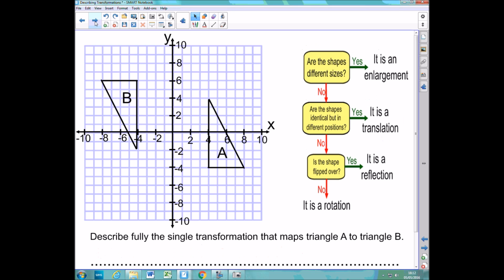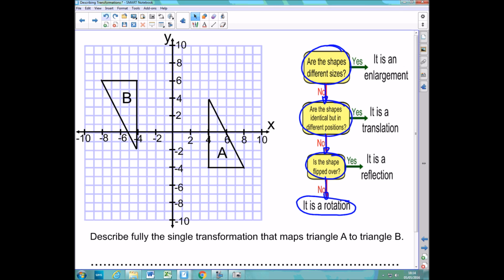Okay, so this next question, again, I'll start it the same as before. Are the shapes different sizes? In this case, no, they're not. Are the shapes identical but in different positions? Again, no, they're not. Is the shape just flipped over on itself? And again, no, it's not. So that means it must be a rotation.